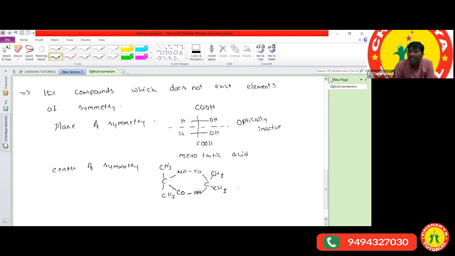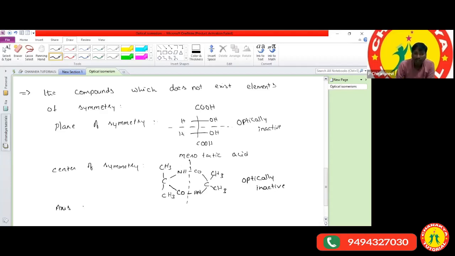Sir, how are you telling that it is optically inactive? Because it has a center of symmetry. What is meant by the center of symmetry? If you divide from the center, you get two equal halves. After dividing, if you check, you get two equal halves. Whenever you get two equal halves, it becomes optically inactive.